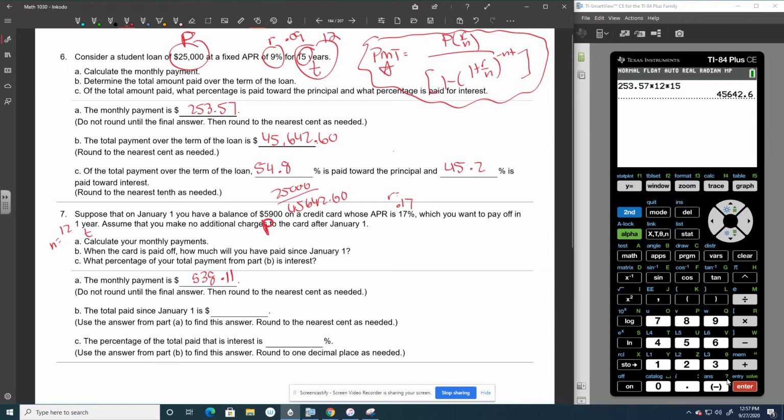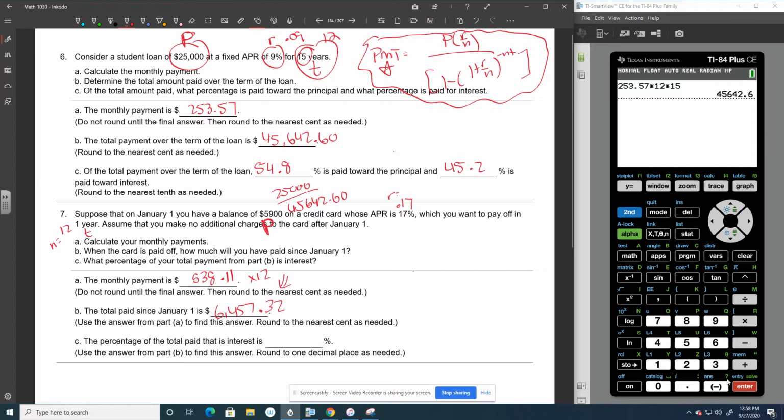Okay? The total paid since January 1st. So the total amount that you're going to pay, if you take this and times it by 12, that's going to give you the total amount that you're paying, which is $6,457.32. Again, round to the nearest cent. So you're taking the monthly payments, you're timesing it by 12 to get the amount that you're going to pay in that year. The percentage of the total paid, that is interest.